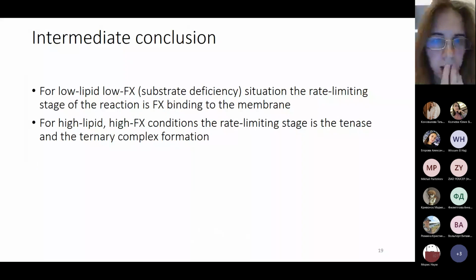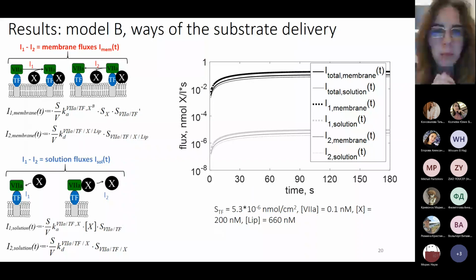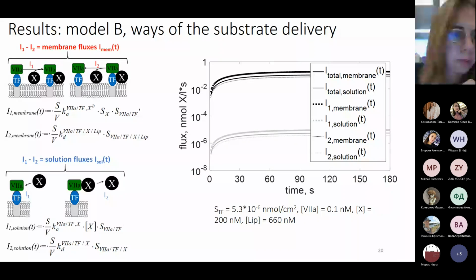Our next step was to analyze the ways of substrate delivery. We have two possible ways of substrate delivery, and for both ways we calculated fluxes. The first flux is I1 membrane. It is the flux of factor 10 binding to the tenase complex.